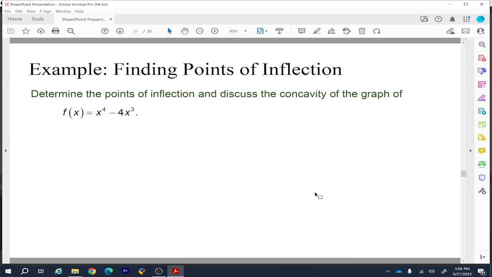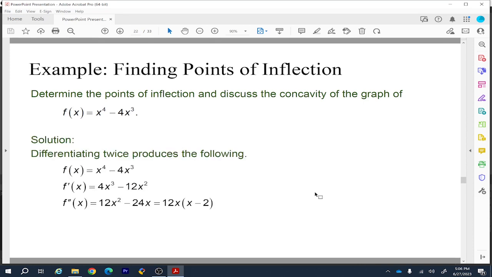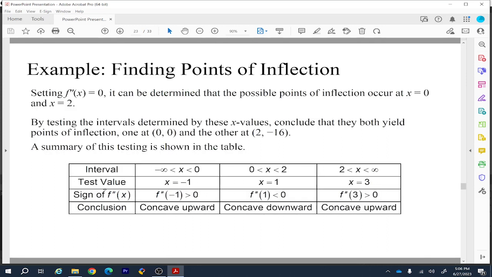So we're going to find the first derivative and then the second derivative. The first derivative is 4x cubed minus 12x squared using the power rule. The second derivative is again 12x squared minus 24x using the power rule. And now we're going to find the points where the second derivative is 0. By doing that, we're going to find 2 points, x equal to 0 and x equal to 2. And now we're going to find out whether these points are points of inflection or not by finding the nature of the second derivative to the left and to the right of these points, like we did in the previous example.